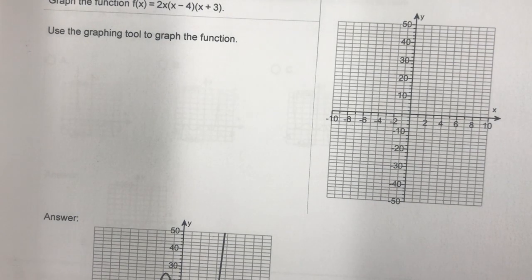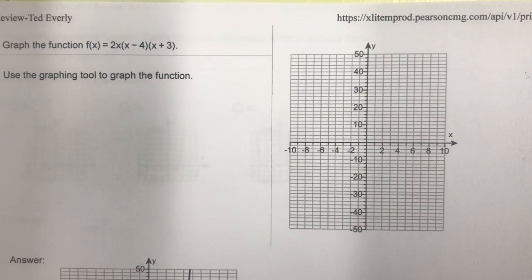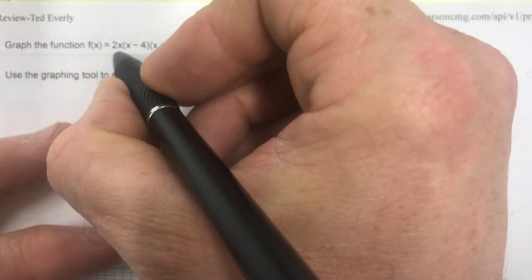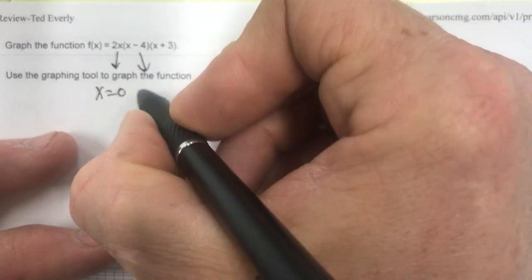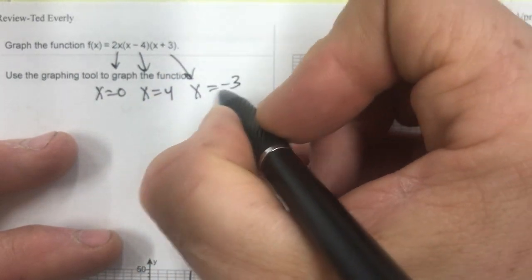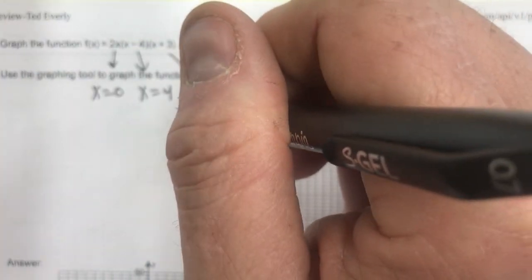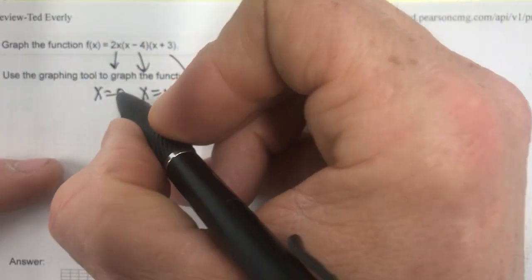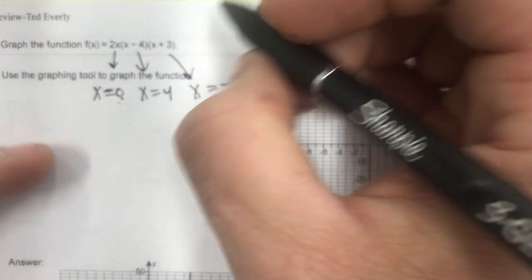Okay, now graph this one. Basically you have to find your zeros. So this tells me x equals 0 is a zero right there, x equals 4 is a zero, and x equals -3 is a zero. So you have to plot these on there, and then you have to have a height point. Usually I put 0 in for a height point, but since that is a zero, I have to use a different value. So I'll just put 1 in.